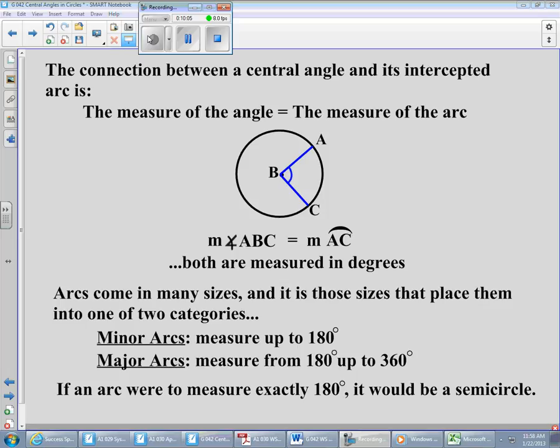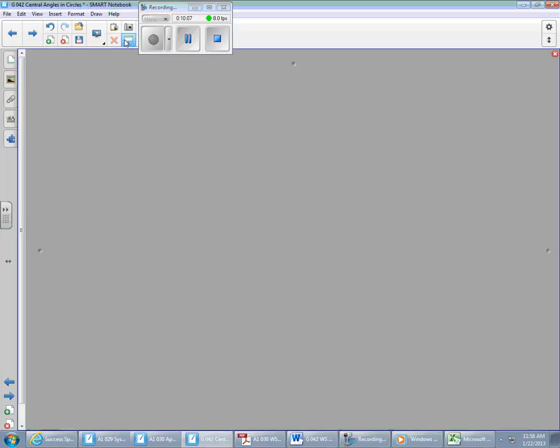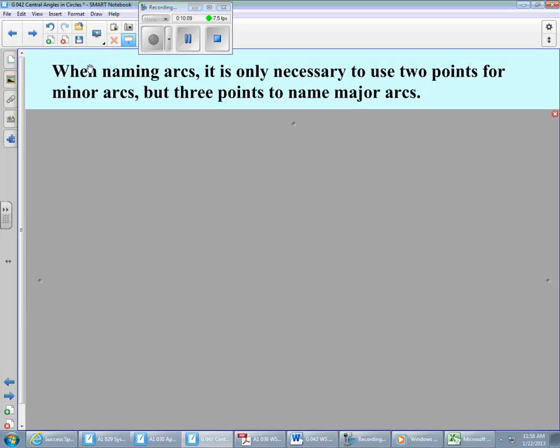Not a whole lot more information for us here, but we do need a naming system for our arcs. When we are naming arcs, it is only necessary to use 2 points for minor arcs, but 3 points to name major arcs. And I'll explain to you why the difference here in just a moment.